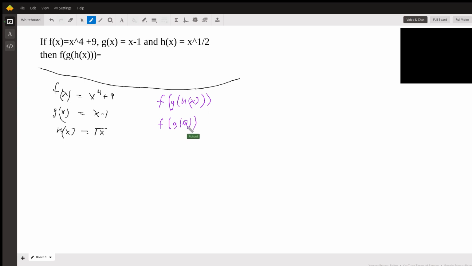So now we're going to take this to another level. This is where things get a little tricky. I'm going to change colors here, if the computer will let me. I think I'm allowed. So f. Now we have to find what g of the square root of x is. Now g of x is x minus 1. I want you to think of it in words.